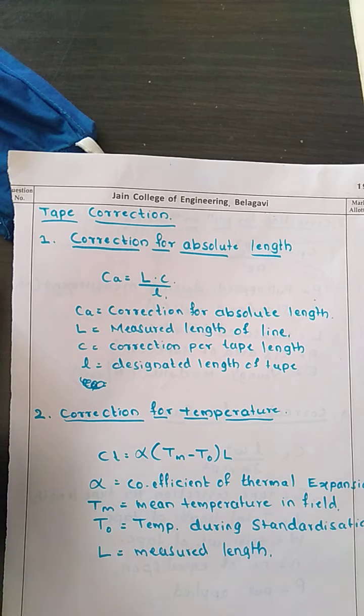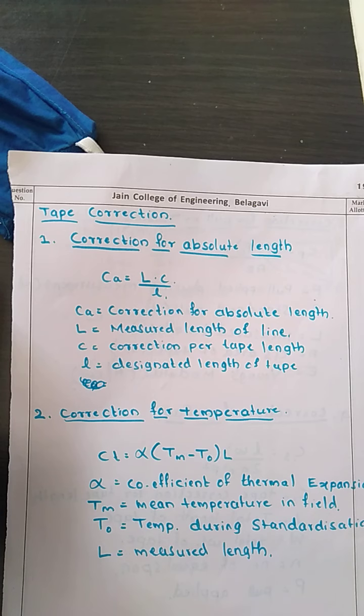So, correction for the absolute length: if there is an error due to your tape correction, if there is an error in length, then we need to have the correction for the absolute length. So we are going to use the formula CA is equal to L multiplied by C divided by small l. Now what is CA in this?